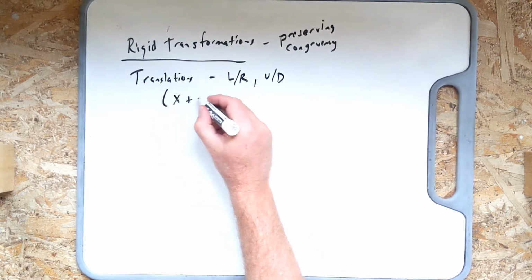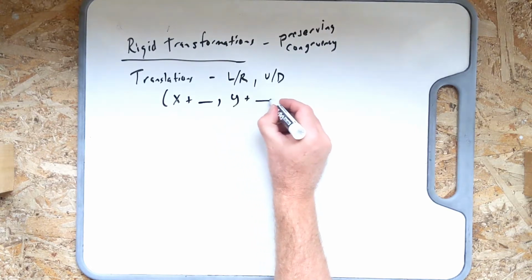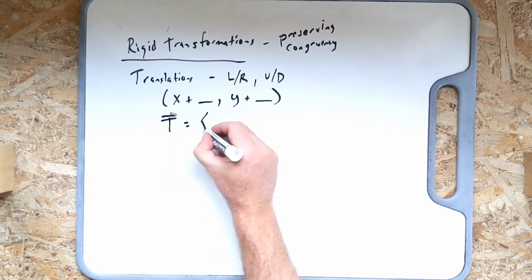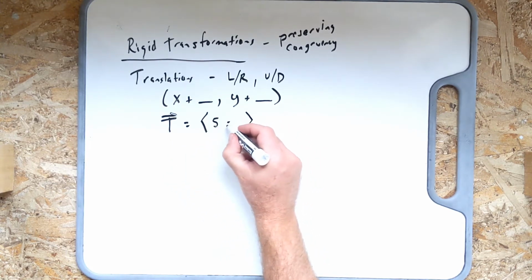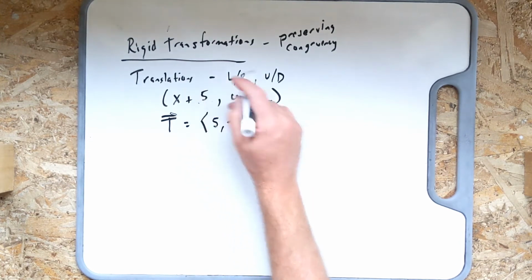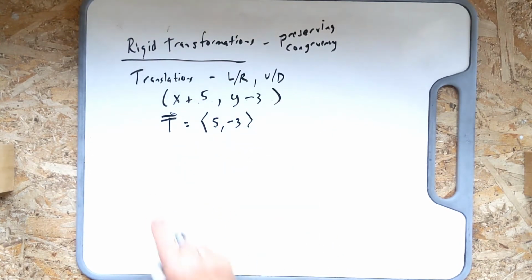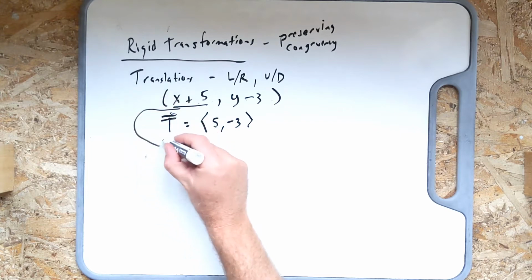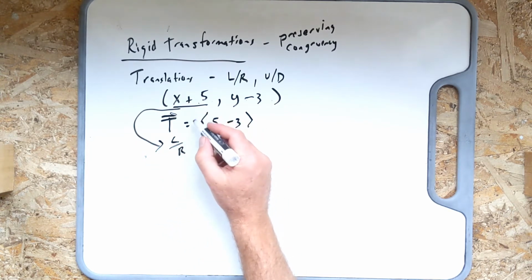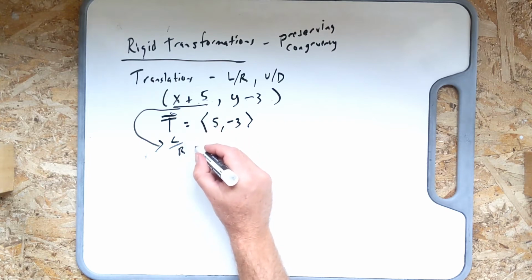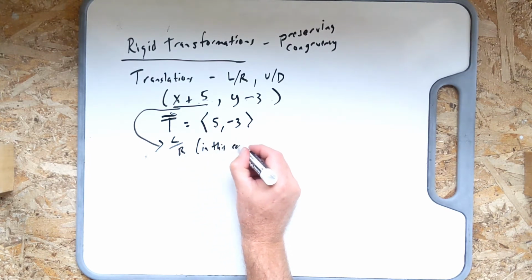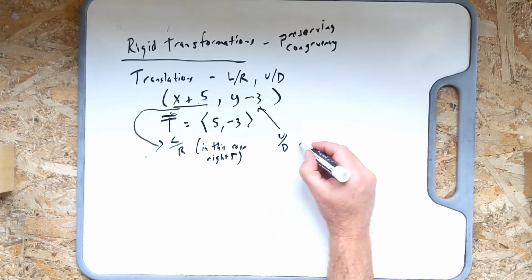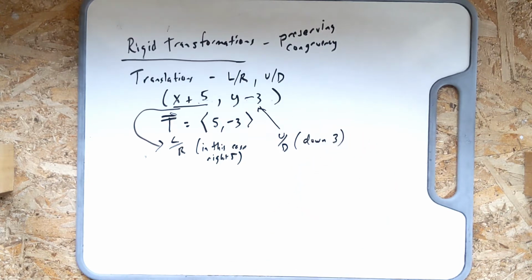And we write it as x plus something, y plus something, or as what's called a transformation or translation vector, which is written as two numbers, say 5, -3. The x will move it left, right. In this case, right by 5. The y is up, down. In this case, down 3.